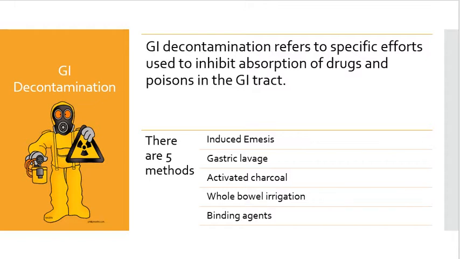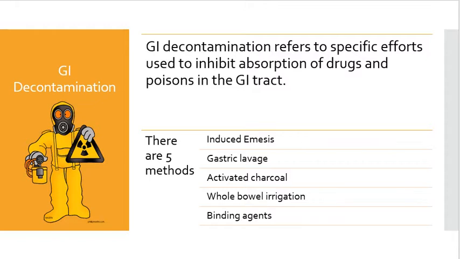Binding agents we'll move on to. Binding agents limit the bioavailability of certain poisons. Magnesium hydroxide has been found to be effective in reducing serum iron levels. Sodium polystyrene sulfonate is often used to treat hyperkalemia and has been effective in limiting serum lithium levels as well. Other specific binding agents may not be as clinically applicable due to the limited availability.